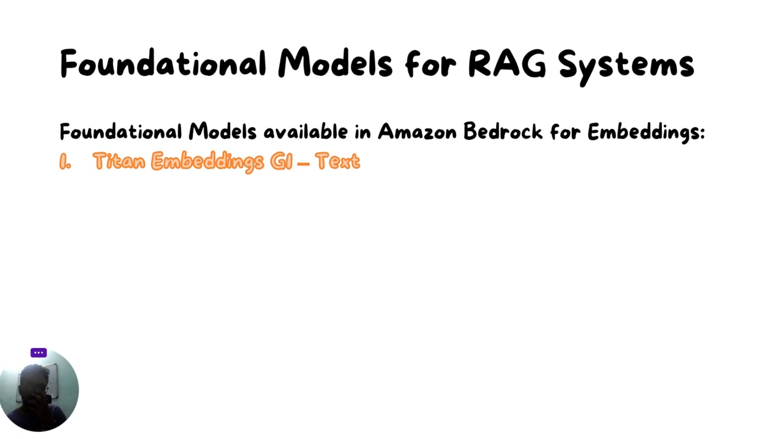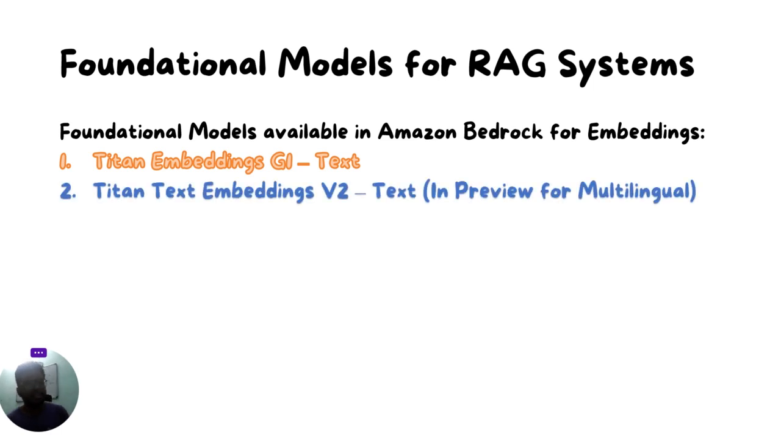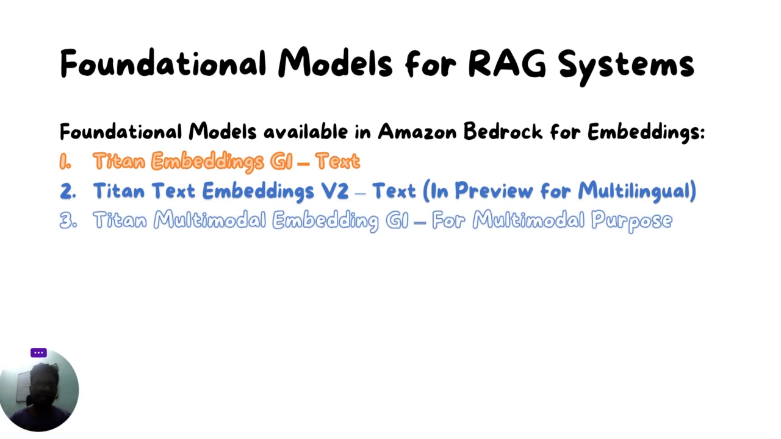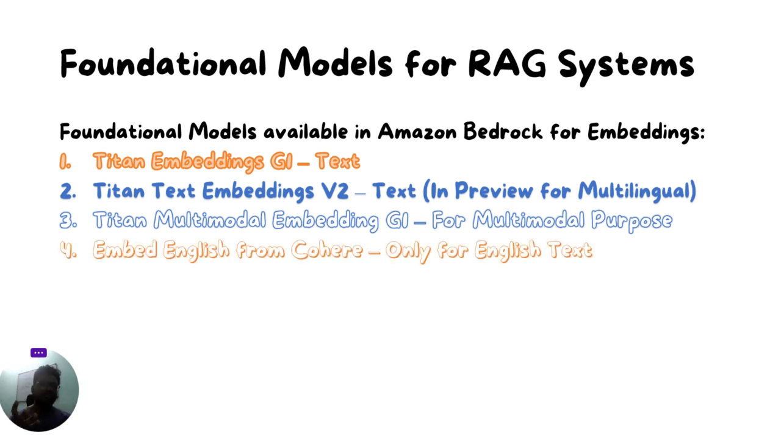The first is Amazon's Titan Embeddings G1, which is a text embedding. The second is the Titan Text Embeddings V2. The first Titan embeddings is only available in English, where you can embed only English. The second, right now, is in English, and it is in preview for multilingual context. The third is Titan Multimodal Embeddings G1 for multimodal purposes, say if you're going to embed your images or something else. And the fourth one is Embed English from Cohere.